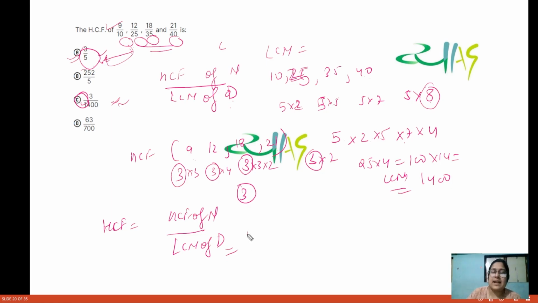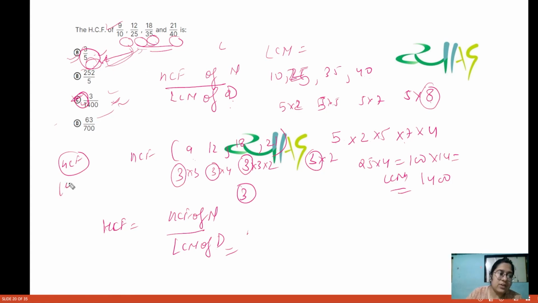Now this was a simple calculation, but we could have done this without calculating the LCM, because 10, 25, 35 and 40 cannot have 5 as their LCM. Once you get the HCF for 3 here, you know that 3 by 5 cannot be the LCM, then 3 by 1400 is there. All right, so this is how you do it.